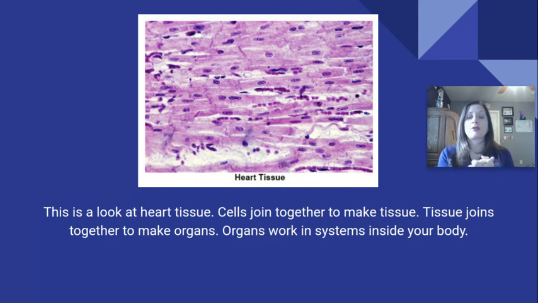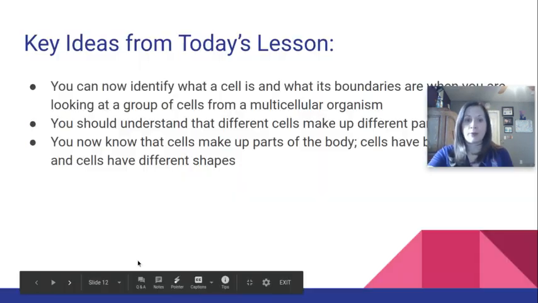And then when we put those organs together, we get systems. Like our heart is part of our circulatory system. So it's going to be pumping our blood through our body. And we're going to talk all about the systems later, but that's just a little introductory. That's how things build. Cells form together to make tissue, tissues form together to make organs, and then organs work in systems in our body.